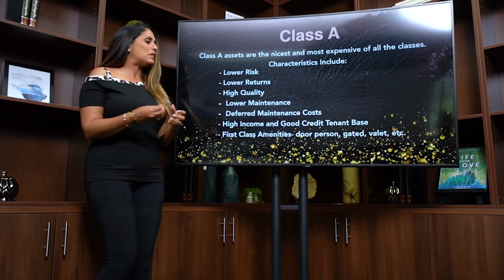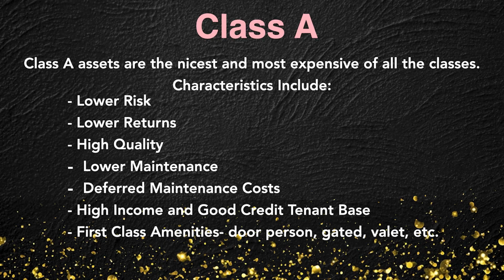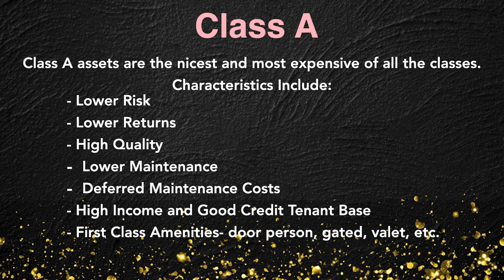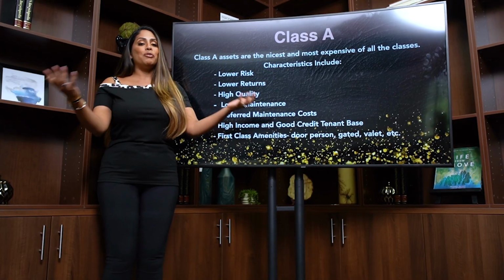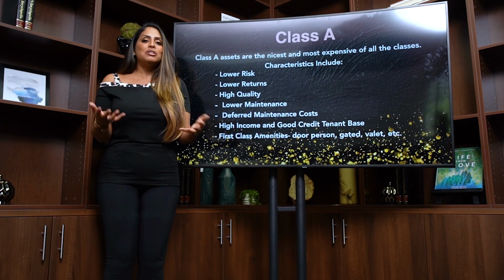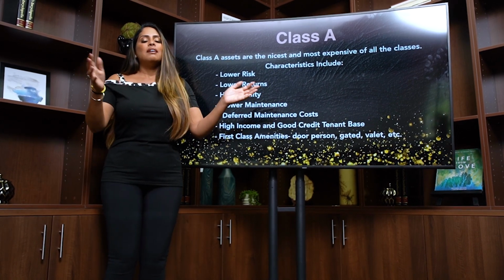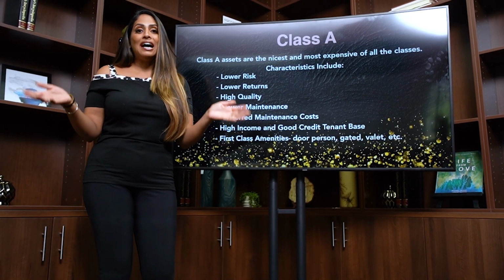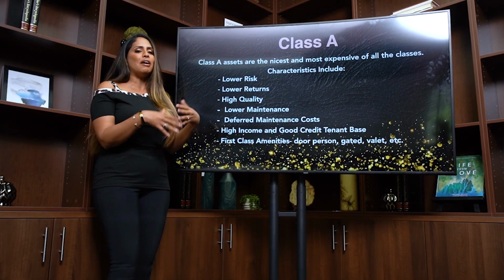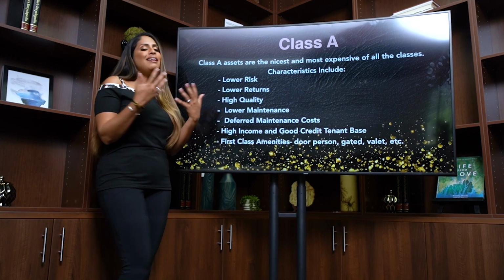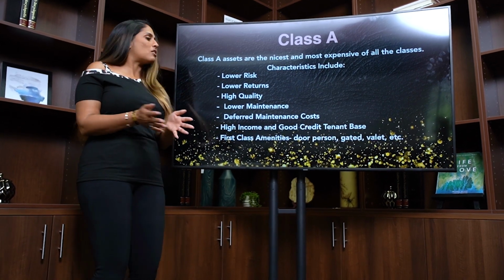So they're a newer building, they're higher quality, which means that they also have lower maintenance. The deferred maintenance costs are also typically lower because generally, if a roof is only 3 years old, usually it doesn't need to be replaced. With the caveat, if you're in a high hurricane or hail area, maybe it does. But generally speaking, you can count on all the building systems to be newer and not really need a whole lot of deferred maintenance costs.